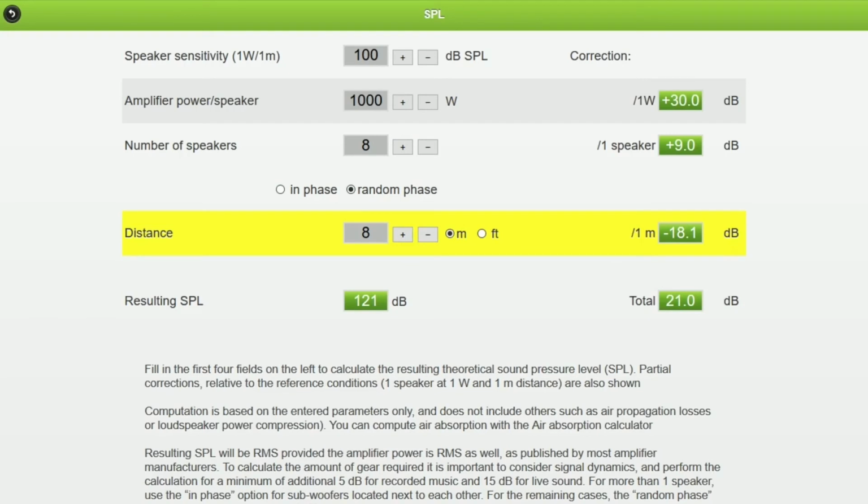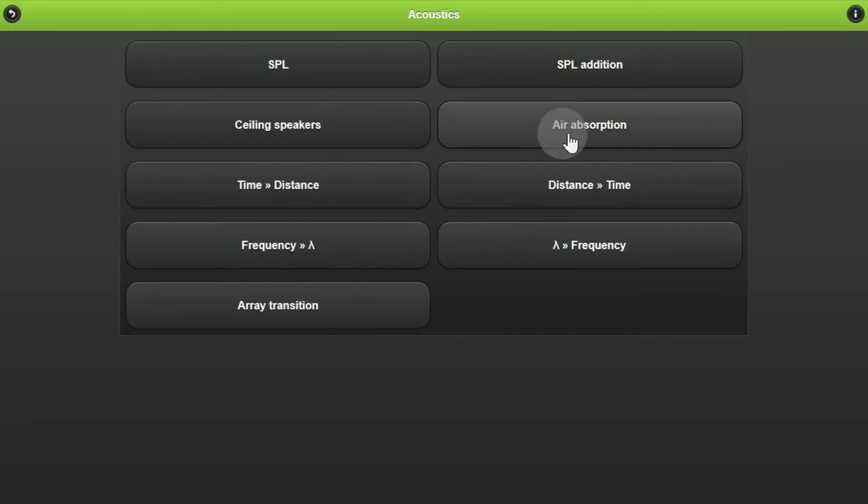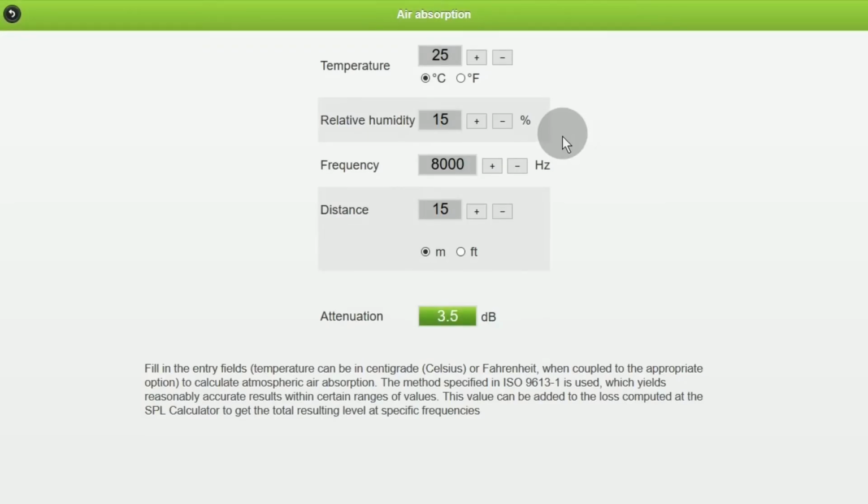If we wanted to calculate the effects of air absorption for a specific frequency, we can use the air absorption calculator. Here we can see the effect of different variables in the total attenuation. For instance, temperature does have an effect, but if you watch the result field here at the bottom, it's not a great difference. Let's go back to 25 degrees. Again, we can use Celsius or Fahrenheit here.